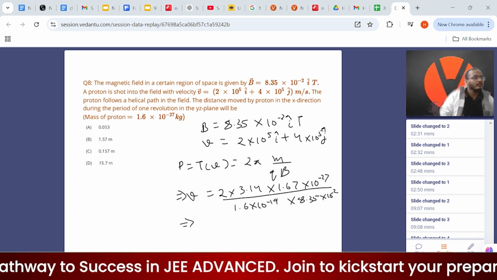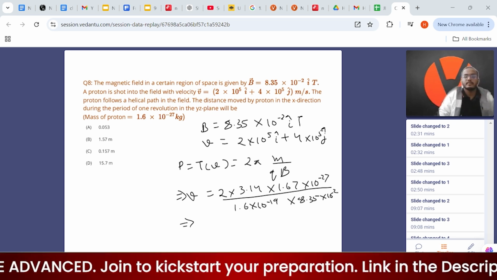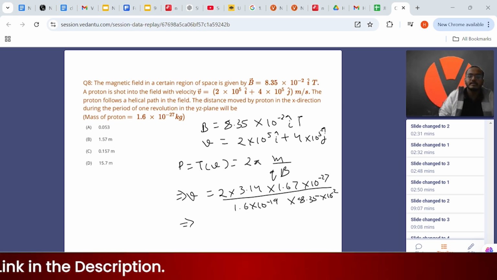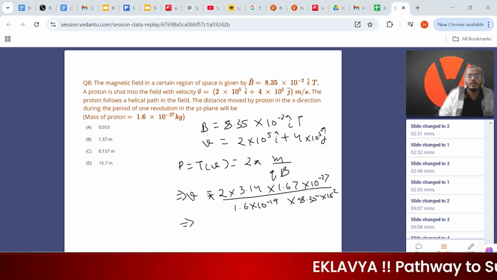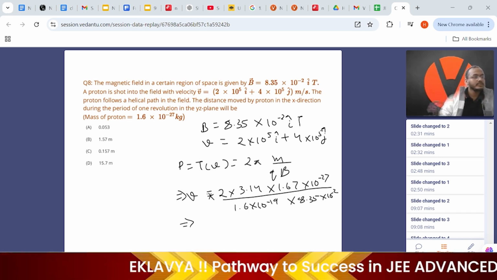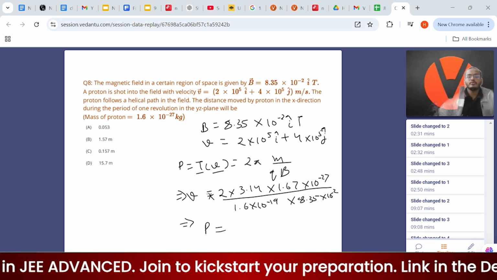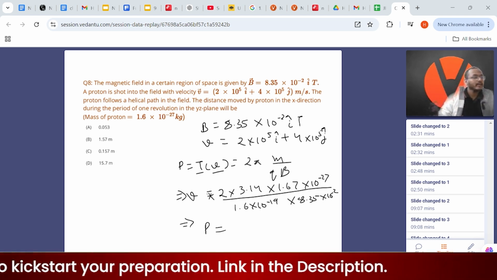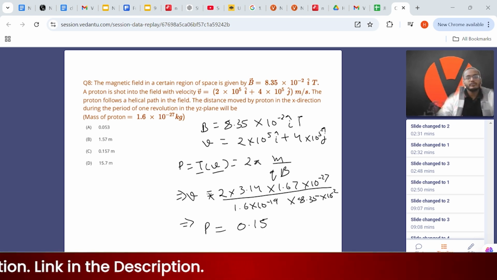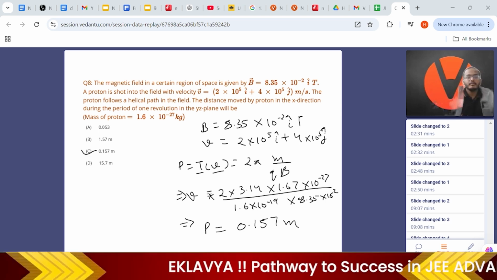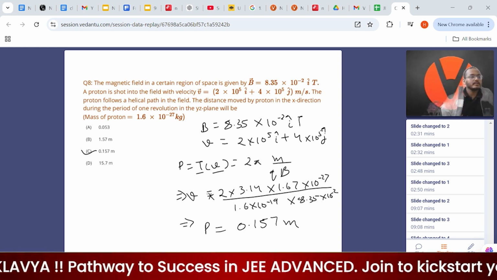Now from here we can just easily calculate it. Okay, so velocity is given here, right? And all other values are given here as well. So from here, P will be equal to time period multiplied by the velocity, and this will be equal to 0.157 meters. Okay, so your option number C is the correct answer here.